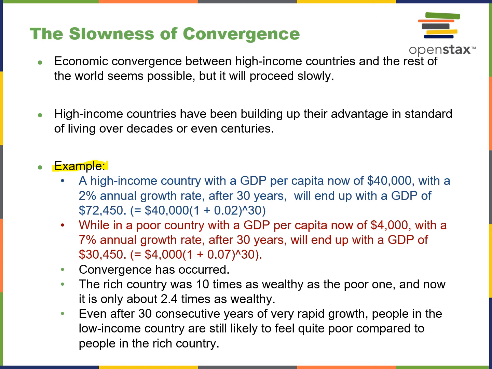Whereas a country that has 4,000 in GDP per capita but a 7% annual growth will wind up with a GDP of 30,450. So you can see that where there's a 10 to 1 ratio between this country and that country, the gap has been closed by almost a half.